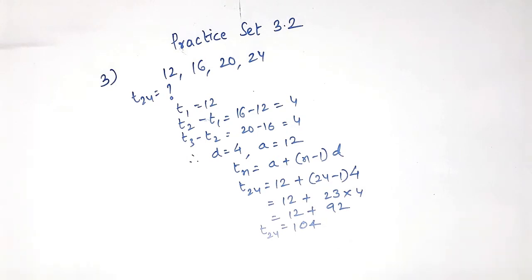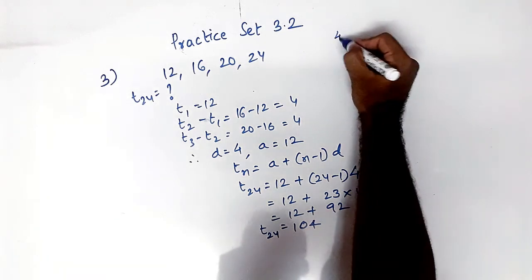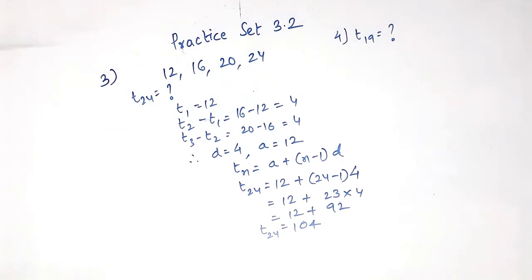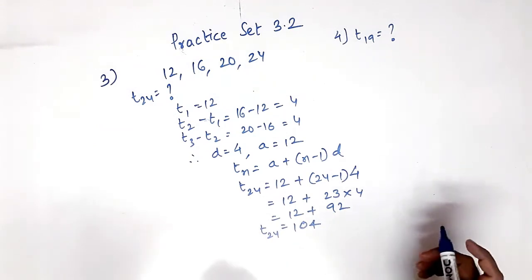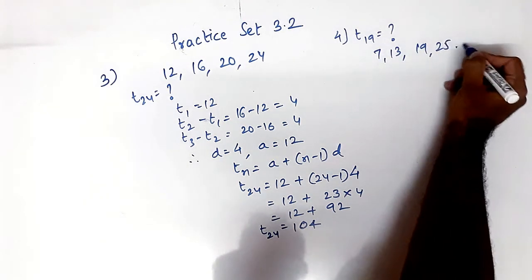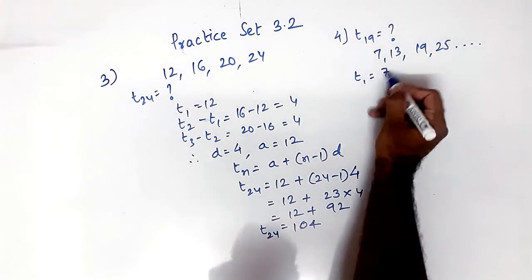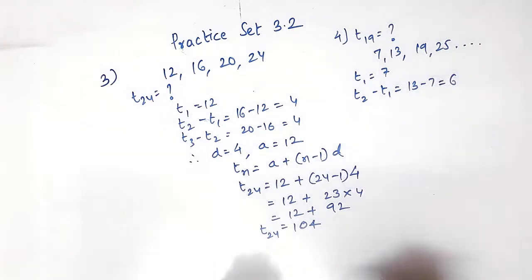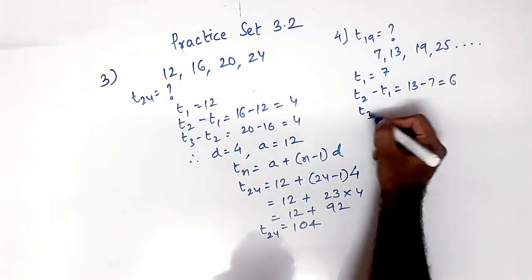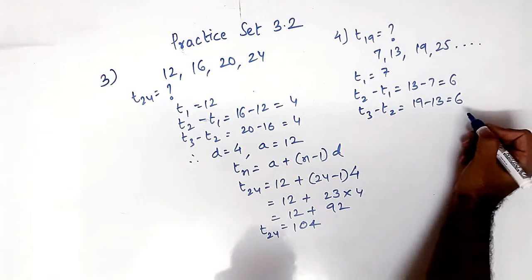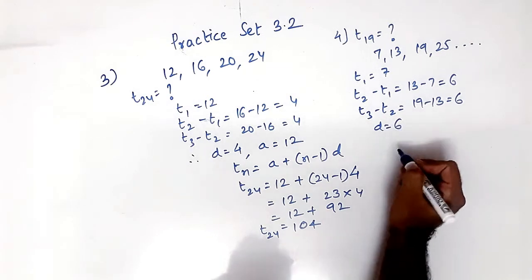Okay, coming to question number 4, it is almost similar. Find the 19th term. We have to find T19. The arithmetic progression given is 7, 13, 19, 25. So here I will write T1 is 7, T2 minus T1 is equal to 13 minus 7, that is equal to 6. T3 minus T2 is equal to 19 minus 13, that is also 6. So you got common difference as 6.